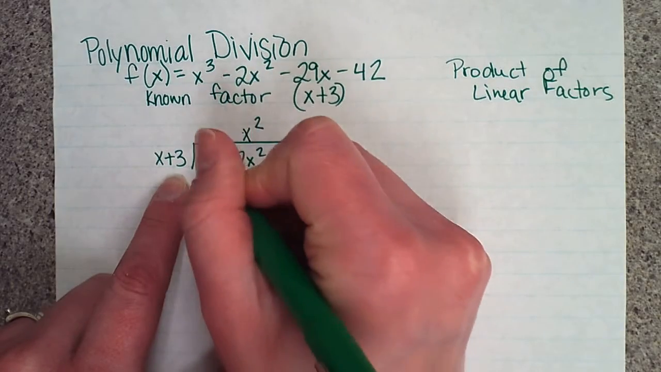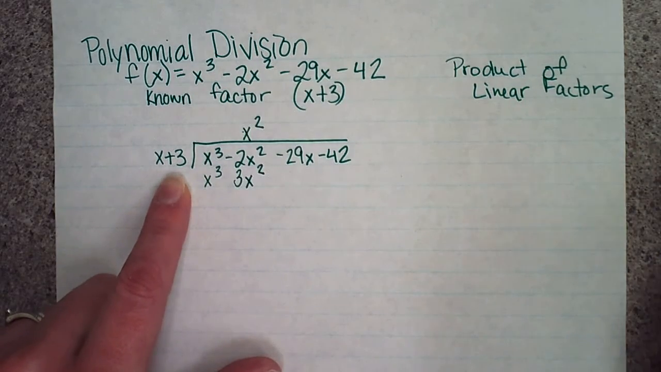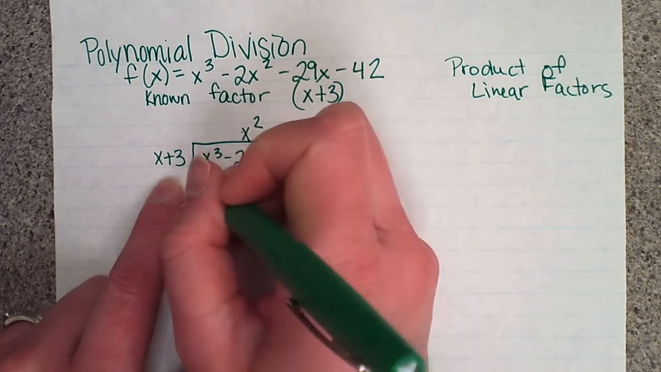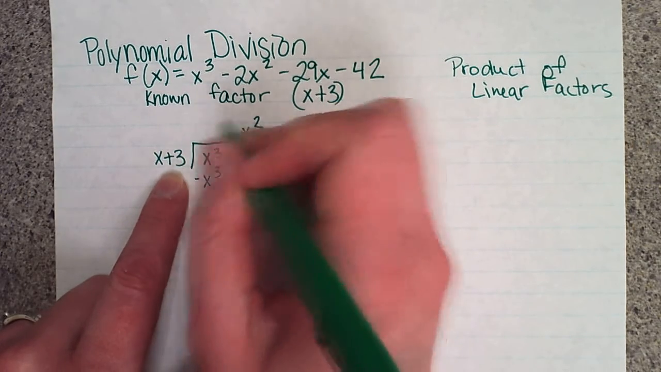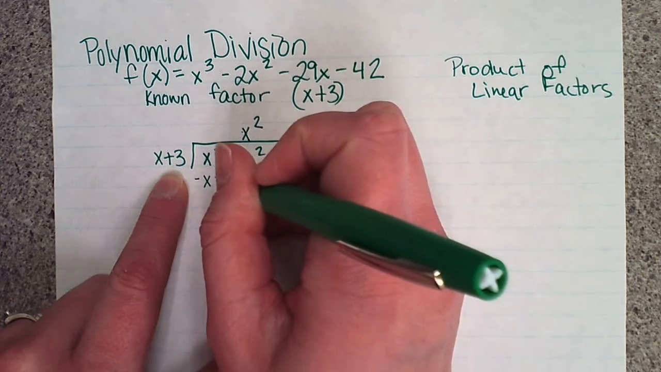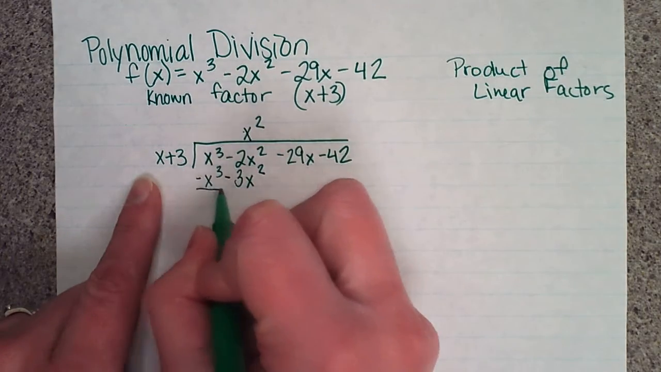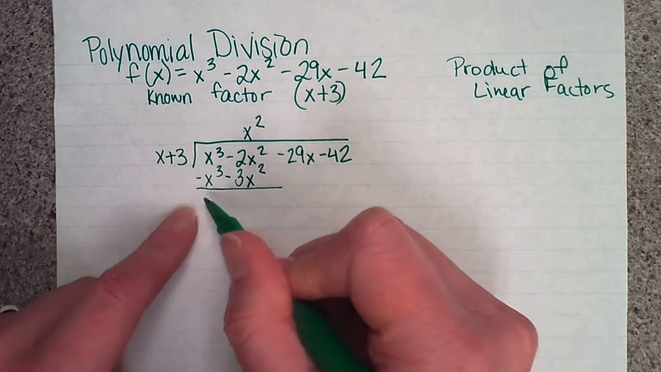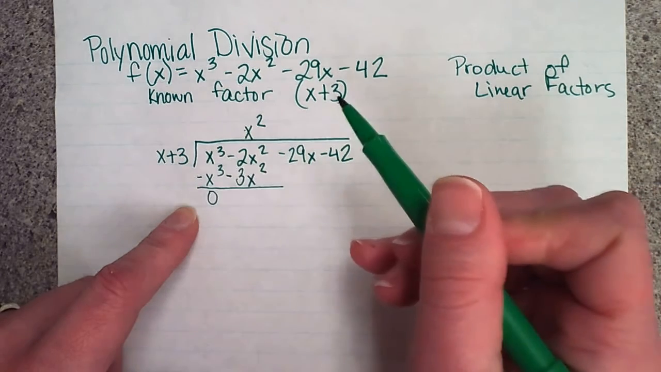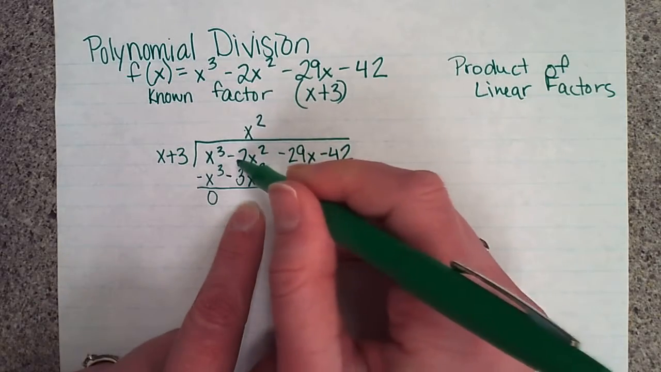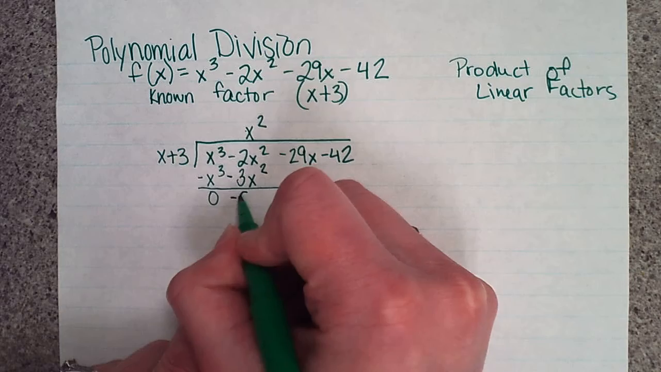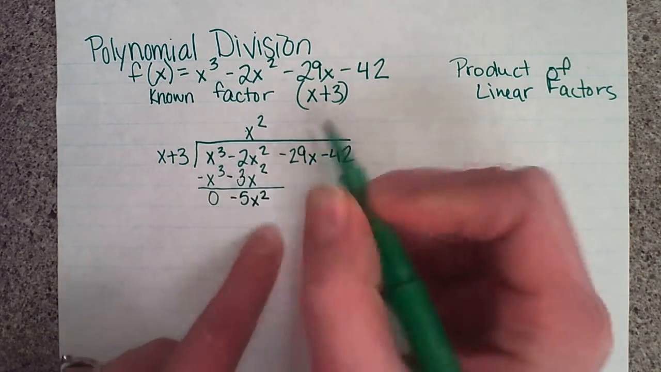And notice I'm lining these up so that I can do that subtraction. Most of you like to just change the sign, right? So this would be a minus, and then x squared times 3 would be a positive, so I'm actually going to subtract that here. And then I'm just going to subtract my like terms. So x to the third minus x to the third is going to be 0, which you can write in if you want, you don't have to. And then negative 2x squared minus 3x squared would be negative 5x squared.